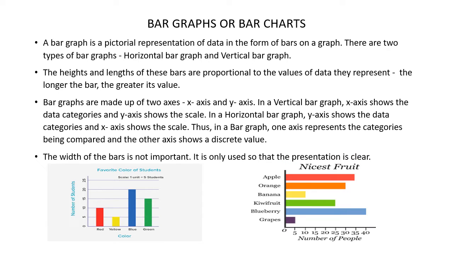Now let's understand all this with examples. So this is an example of a vertical bar chart and this is an example of a horizontal bar chart. As you can see in these charts, data is represented in the form of bars. Here in a vertical bar chart, the bars are vertical, whereas in a horizontal bar chart, the bars are horizontal.